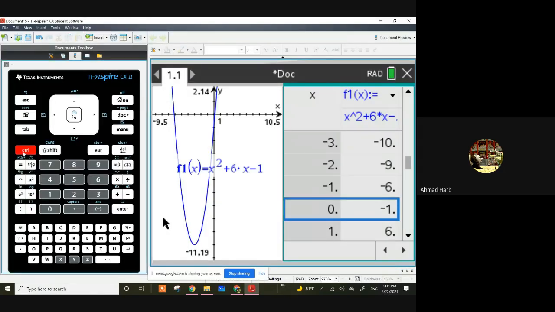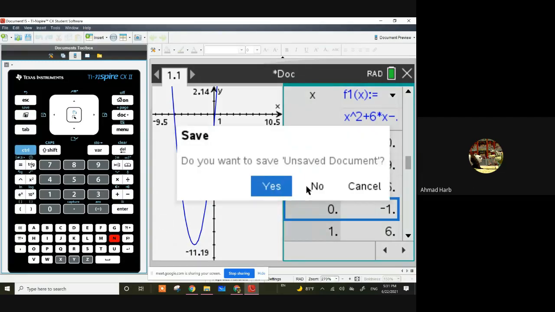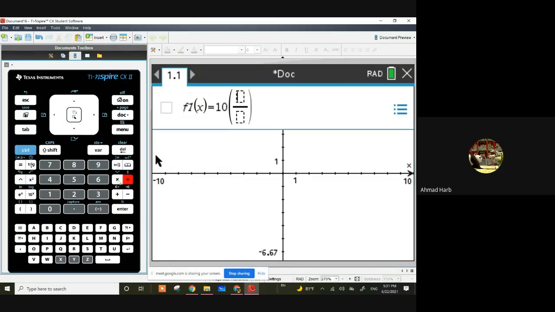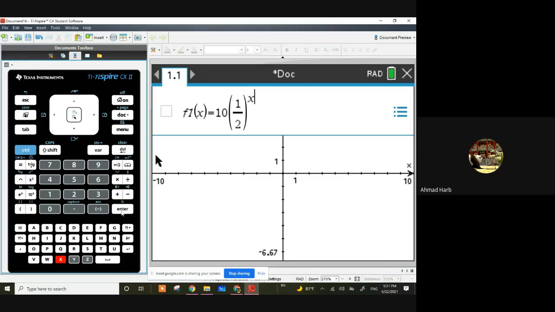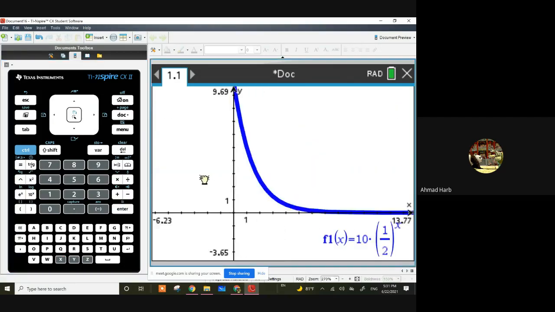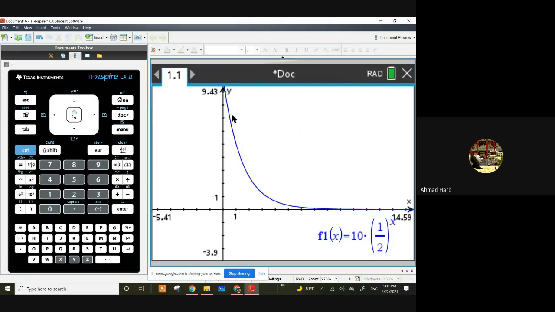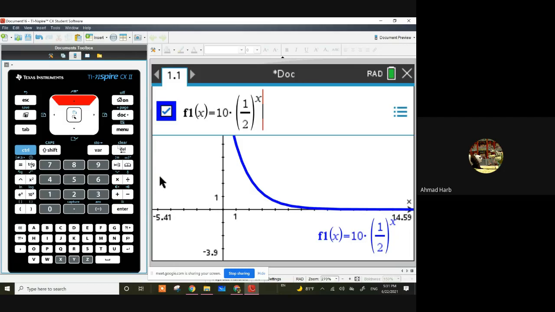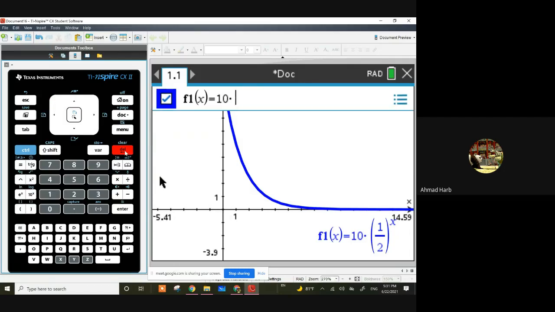The first answer choice, Control N, and graph, and let's graph the first one. 10 parentheses 1/2 to the power of x. Don't forget it has to have the power of x. The functions have to have the power of x because it's exponential. First of all, that's not even close because that one is going down. It's decay, so it's not it. Is it 2 parentheses 10 to the power of x?